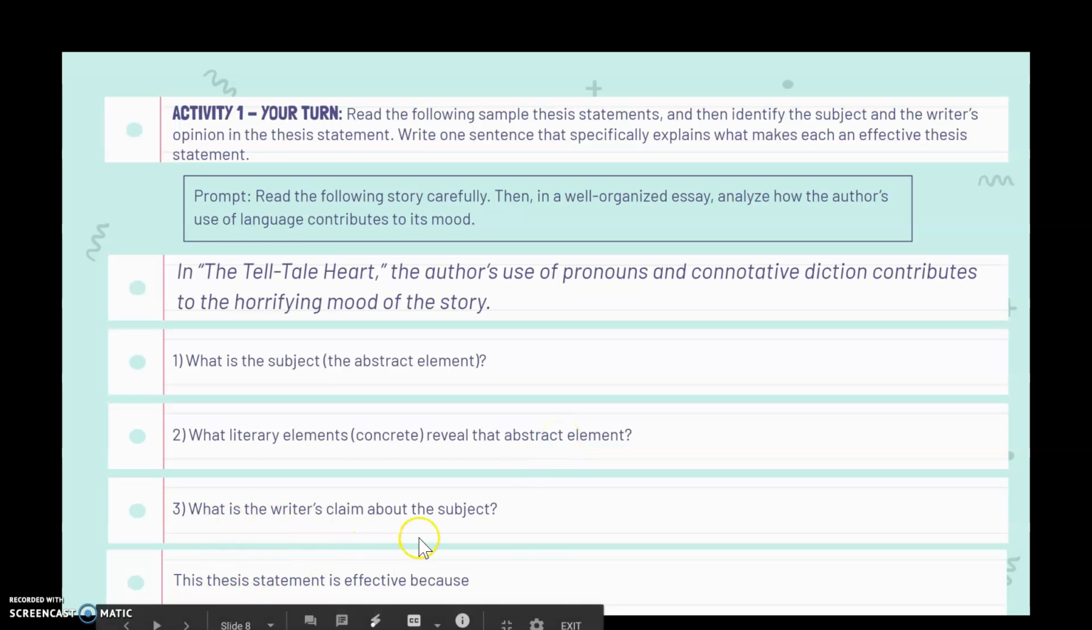And then what is the writer's claim about their subject? What is their opinion about the mood? The author believes the Telltale Heart has a horrifying mood. And then I want you to explain whether this is effective or not.